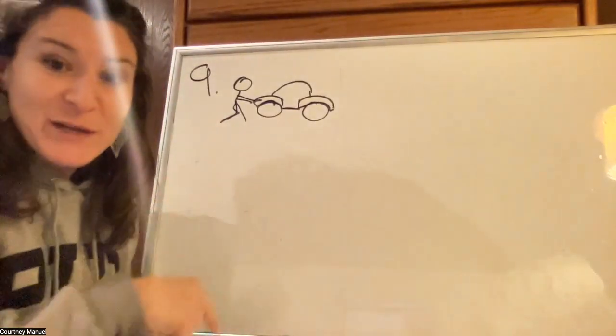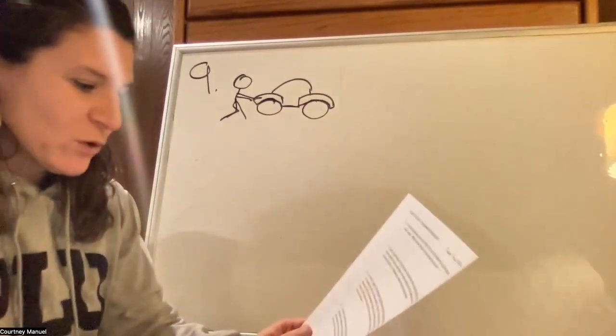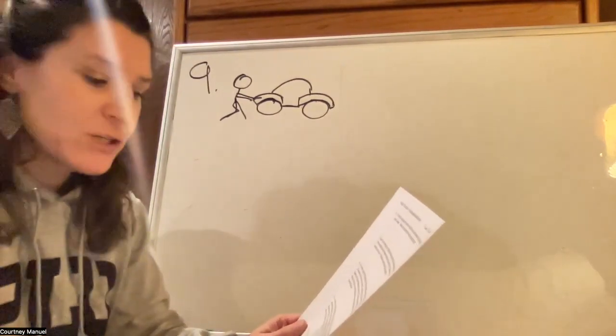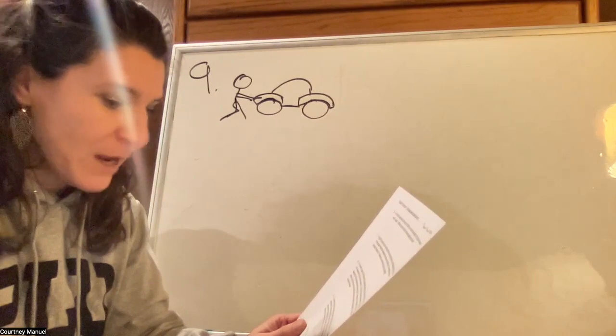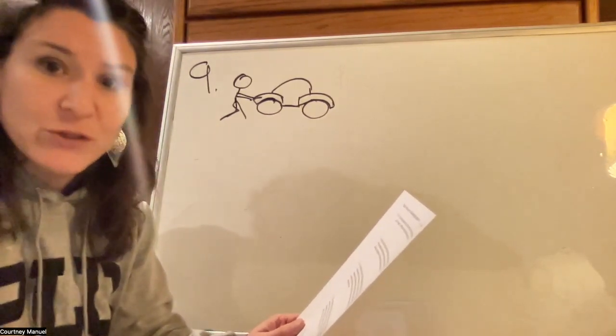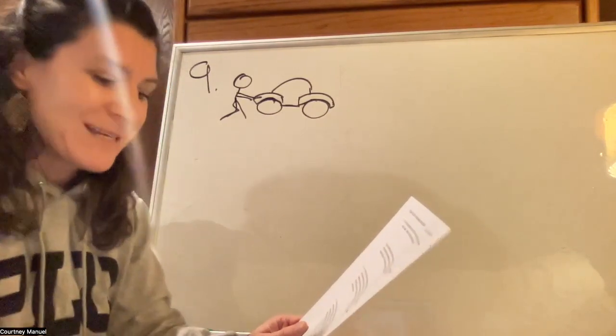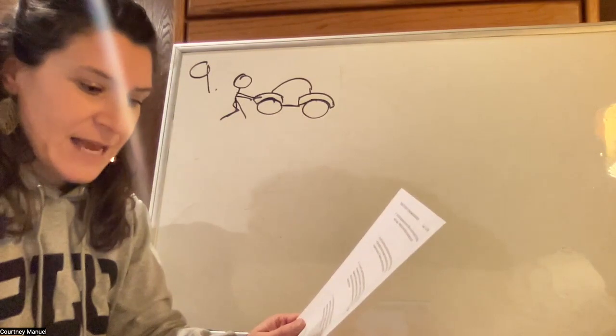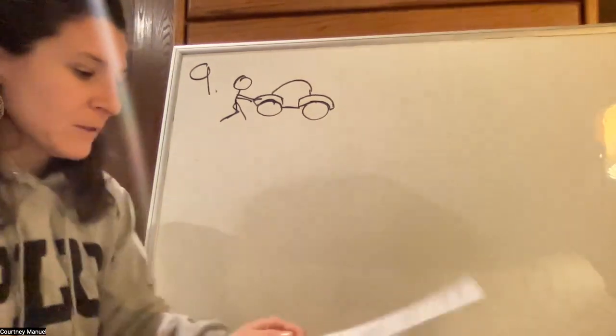This is my slug bug picture from number 9. In order to get the small slug bug moving, the man had to exert 120 newtons of pressure. However, once it was moving, the man only had to exert 35 newtons of pressure to maintain a constant velocity. So what is the static frictional force?